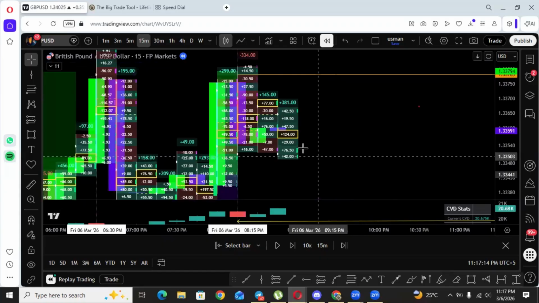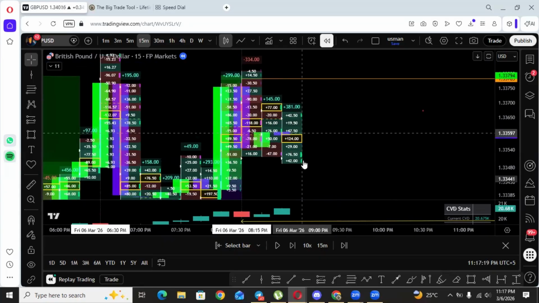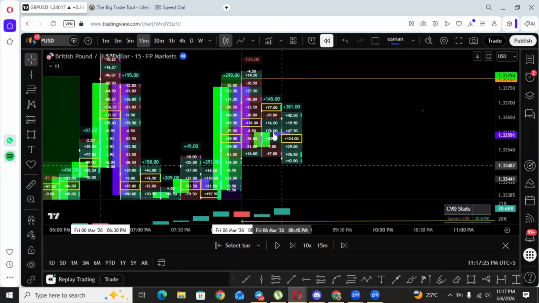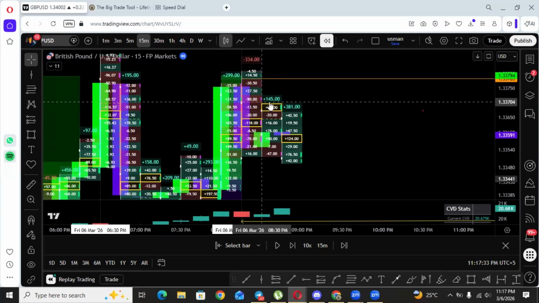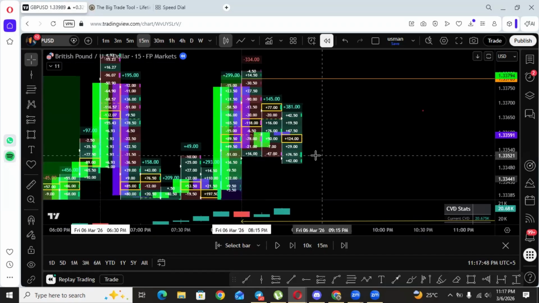Look at this candle. The candle was red, but if you see the footprint, there's a lot of buying aggression at each price level of this red candle. So if you see the footprint, this candle is not a red candle. This candle is a green candle. And look at the delta difference. At this point, delta was plus 145. But when this red candle forms, delta turns into plus 381. So this gives you a clear signal. All this buying imbalance gives you a clear signal to enter into a buy direction trade.